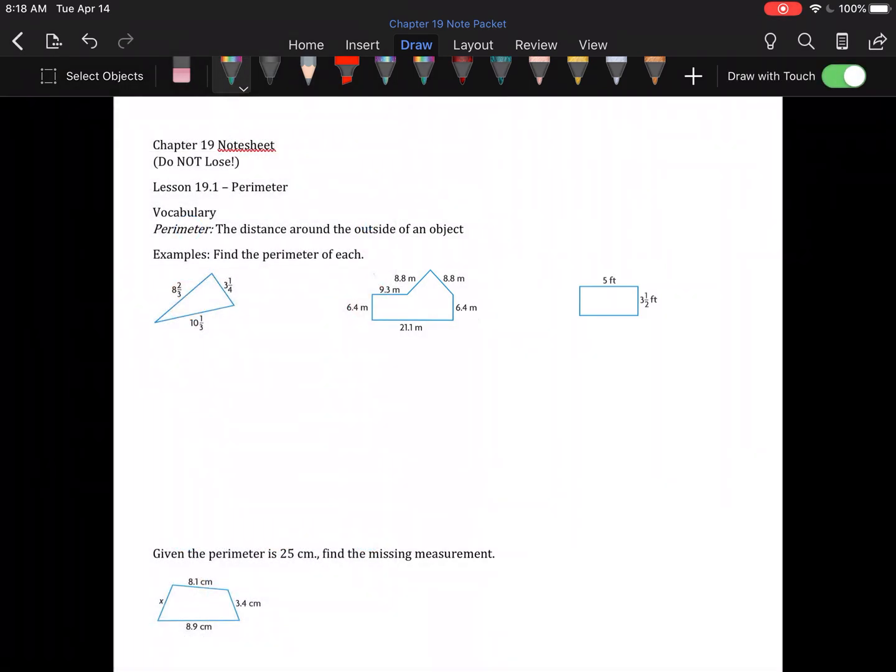Okay. The next shape has a whole bunch of sides, and they're all decimals. So we're going to have to add them all up. What's the key thing that you need to remember when you're adding decimals? And I hope everybody's thinking, at least, line up the decimal points. So pick somewhere to start. I'm going to start with 21.1. And I'm going to go clockwise around, which means the next side is going to be my 6.4, then my 9.3, then my 2 8.8s, and then the 6.4 on the right. And we're just going to add all these up.